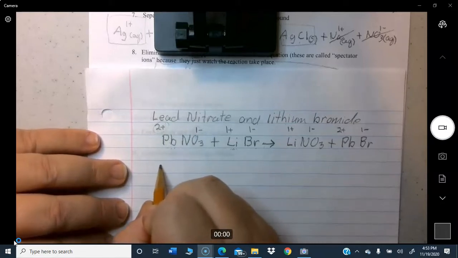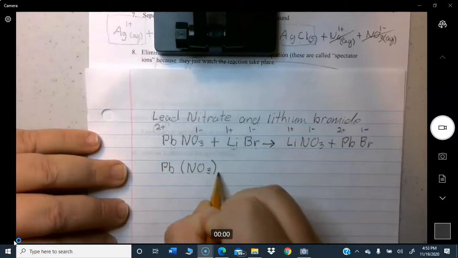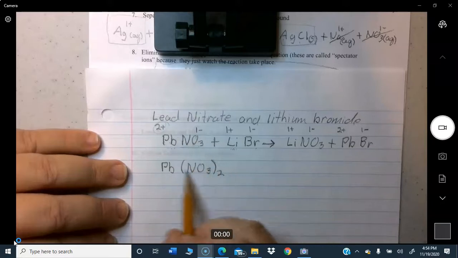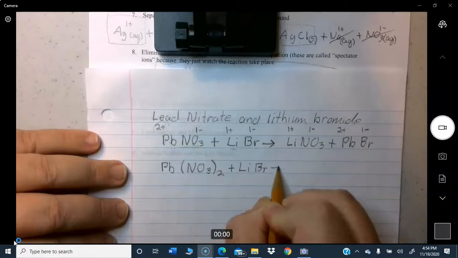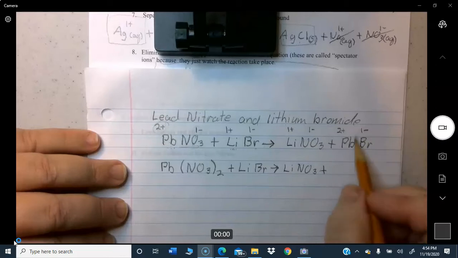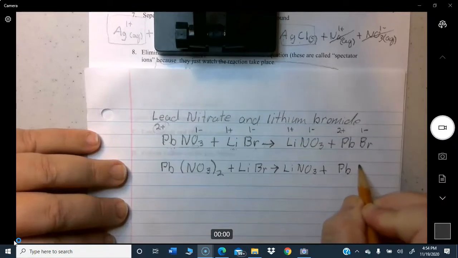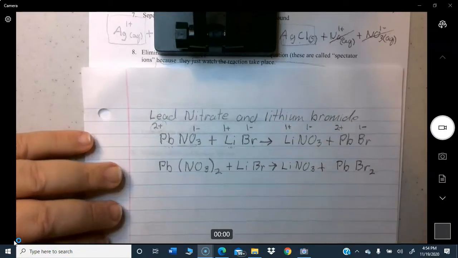I'll go ahead and write the whole equation down below. It's Pb, parenthesis NO3, parenthesis, and then the 2 goes there. So that's, you need 2 of these. Again, treat this like it's a single element. Alright, over here lithium bromide is fine. Lithium nitrate is fine. And we need 2 bromides to match up with the Pb. We need 2 of these minuses. So that's going to be Pb, Br2. Okay, so we've charge balanced everything.